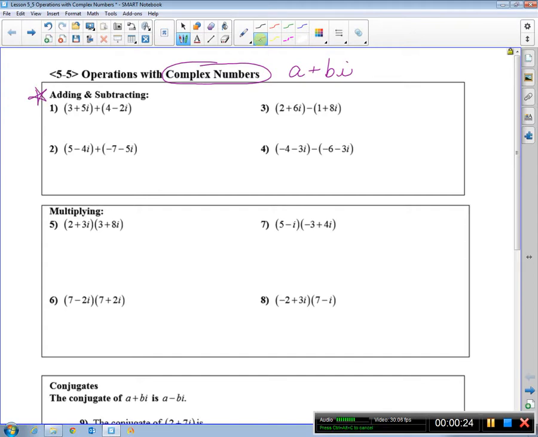We're going to treat them just like polynomial expressions. Put the real parts together and put the imaginary parts together with addition or subtraction. So 3 plus 5i plus 4 minus 2i. I put the real parts together, 3 plus 4, and the imaginary parts together, 5i minus 2i.